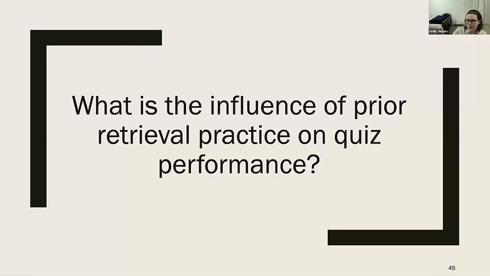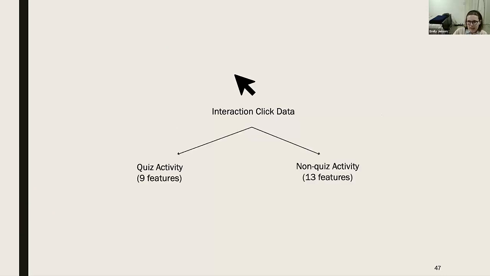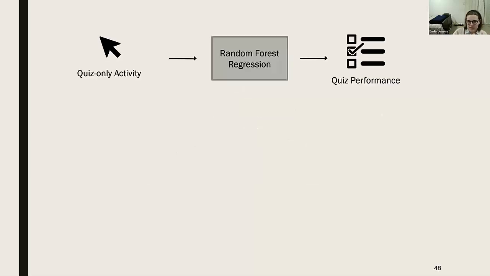Since we're really interested in quizzes and we know that retrieval practice is helpful, this led to our second question: what is the influence of prior retrieval practice on quiz performance? How we did this is we took our interaction click data, which is originally 22 different features, and we split it into features that were related to quiz activity. This isn't on a related topic; it doesn't have to be. It's just any quiz that may have happened in the preceding time window. And then we also split off any activity that wasn't related to taking previous quizzes.